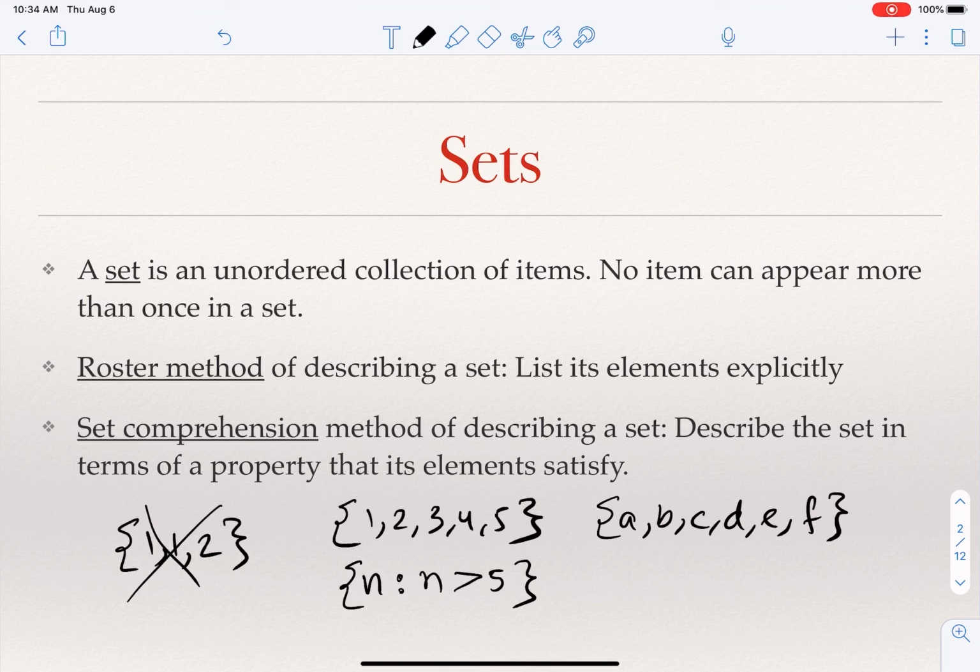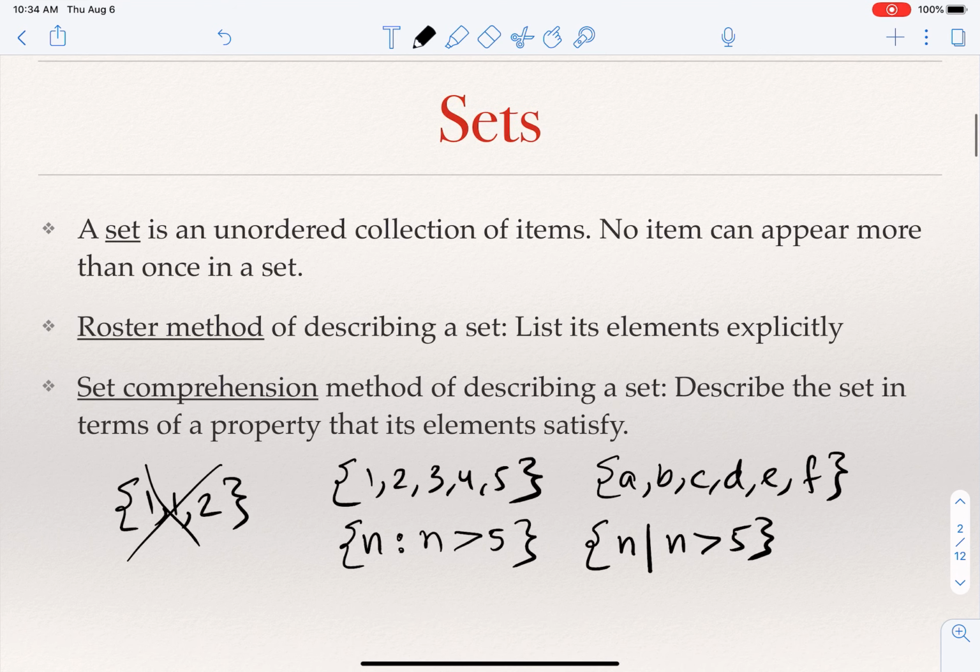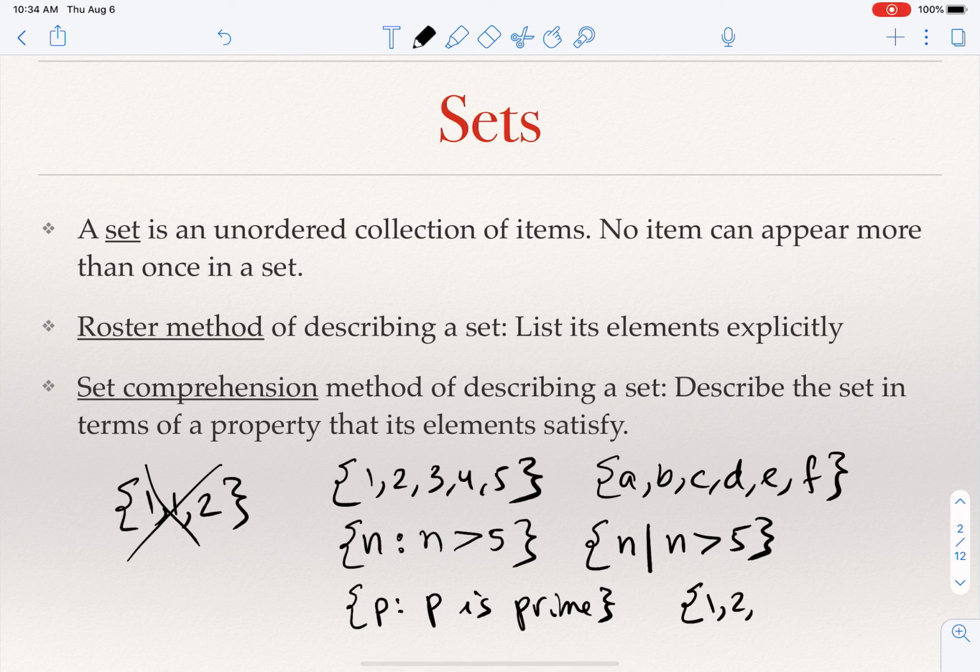Sometimes, instead of the colon, we write it as a bar, like this: {n | n > 5}. Or sometimes, for a different set, all the p such that p is prime. There's an infinite number of primes, and I cannot just list them one by one. This is one way of describing it. Of course, sometimes we use the roster method to describe infinite sets when it's very clear what we mean. So if I write something like 1, 2, 3, ..., this is basically the set of all natural numbers.